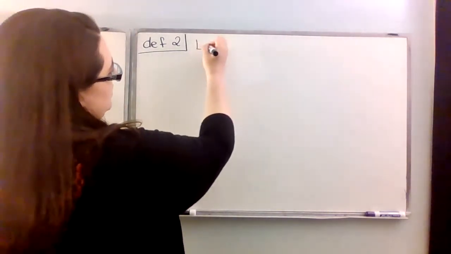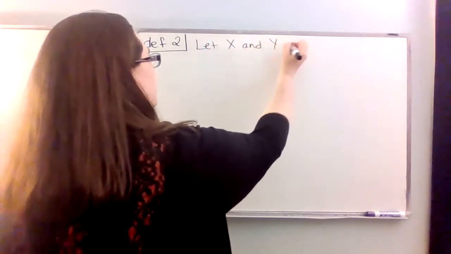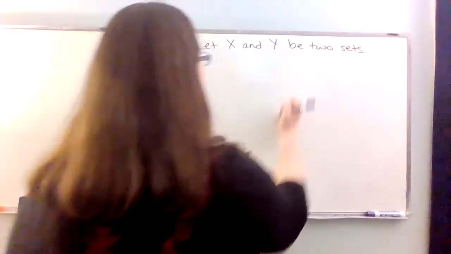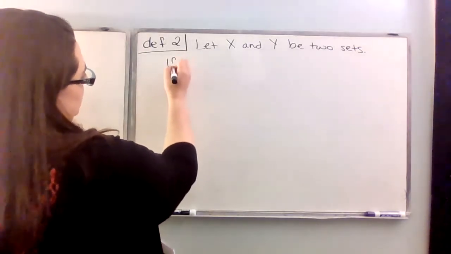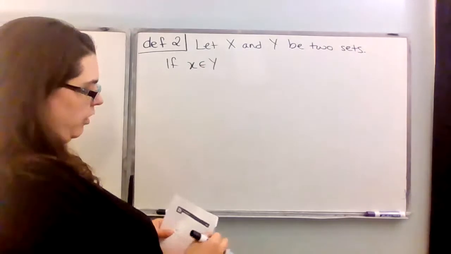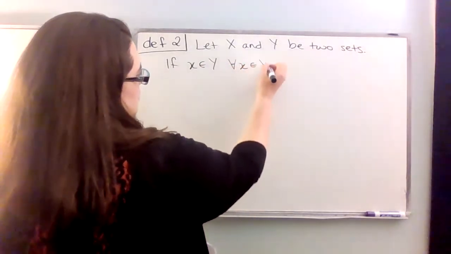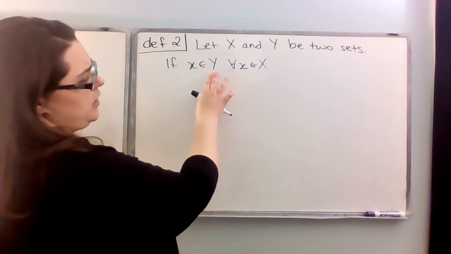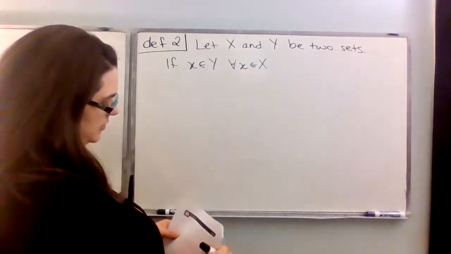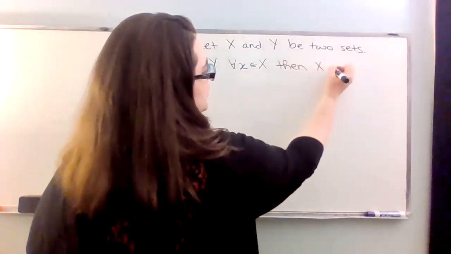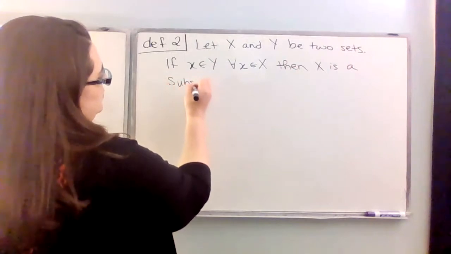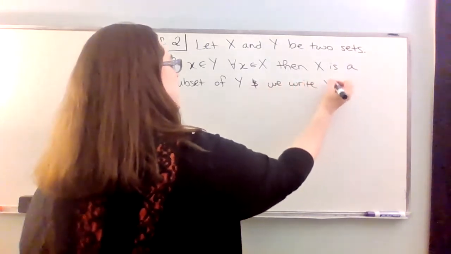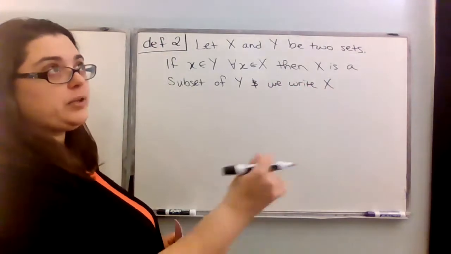Let X and Y be two sets. If x is an element of Y for all x in X, so in this case we're going to be seeing vectors, but if object x is in the set Y for every single object that's in our set X, then X is a subset of Y, and we write X, and it's going to look like a less than or equal to sign, but very rounded.